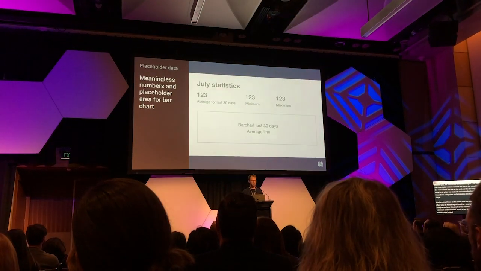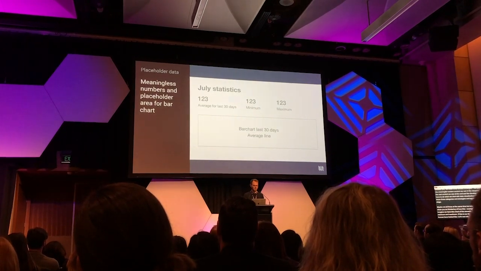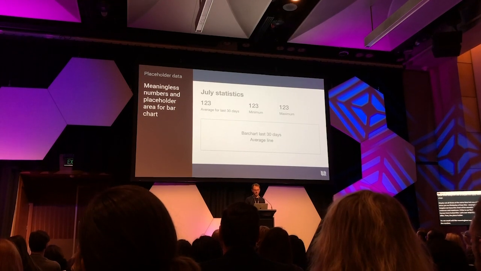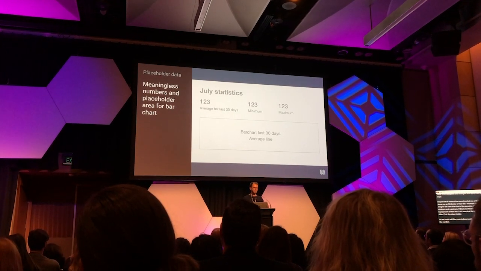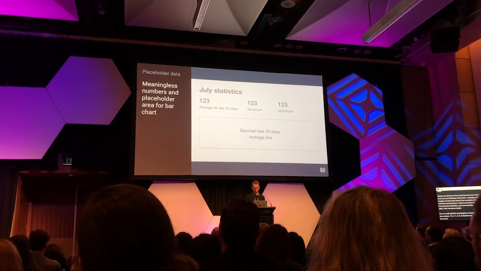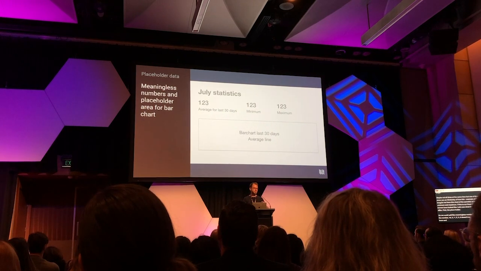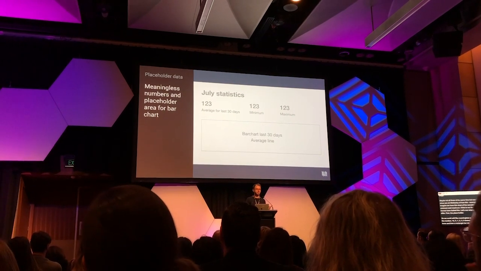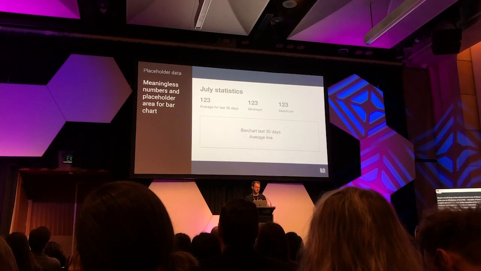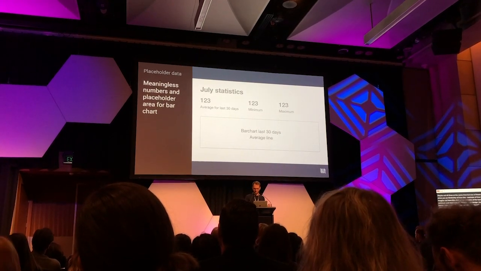So first, the placeholder. We could add meaningless numbers and some rectangle placeholders, like 123, 123, 123. It doesn't really make sense, but all the elements are there for the numbers. And then a rectangle chart, like a bar chart, last 30 days, average line, and a description. I think this is probably the first way everyone would choose if we think about data in wireframes. But let's think about some other ways.